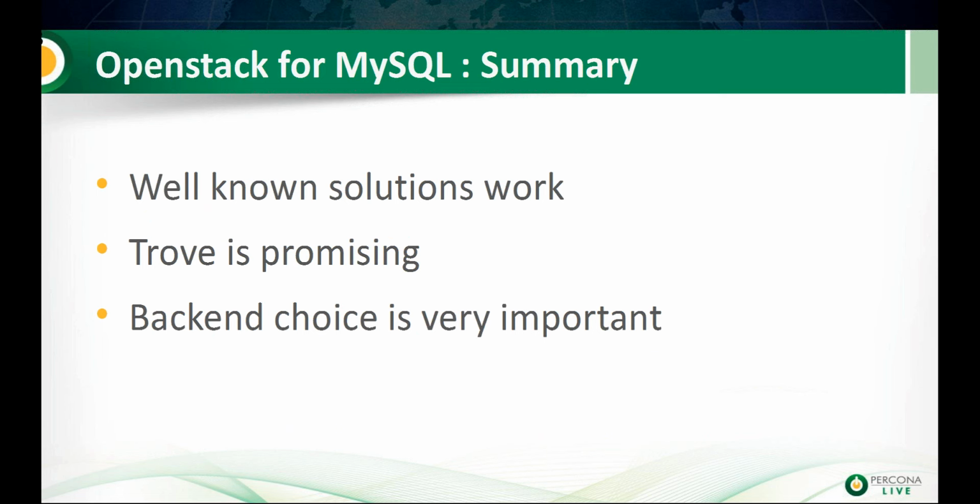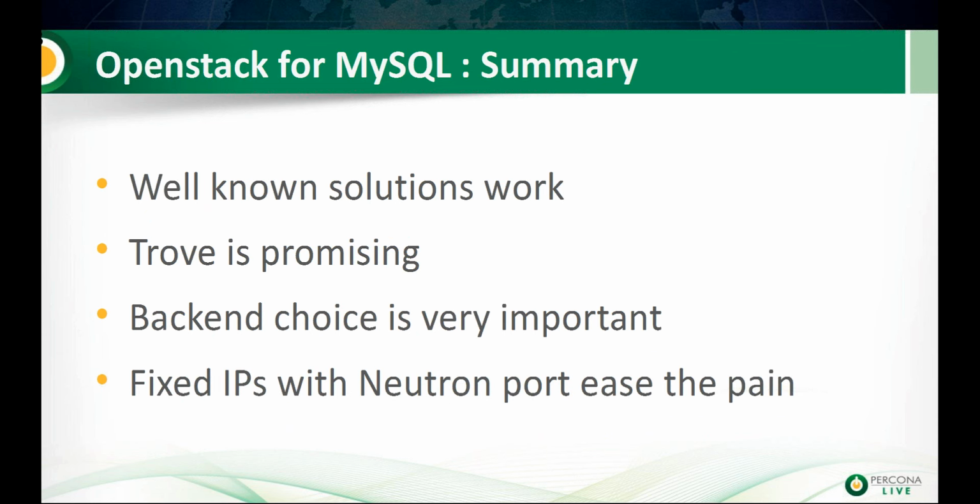The backend, if you want to use a SAN, that's one way of doing things. Or if you are using LVM. And finally, fixed IPs with Neutron ports ease the pain. It's much easier than dealing with IPs that can change, and a much better way to deal with virtual machines. You can predict what your configuration will be based on the fixed IP that you have configured.